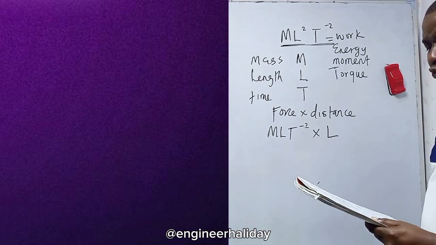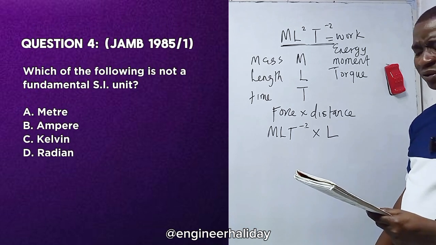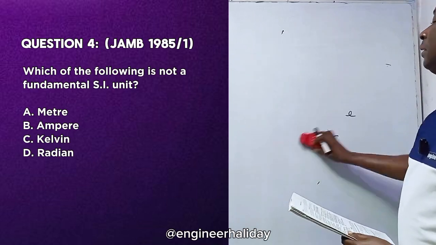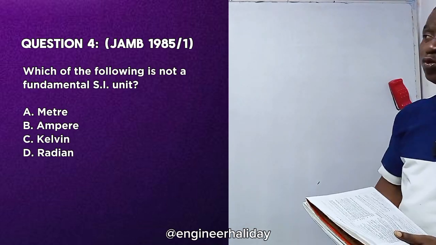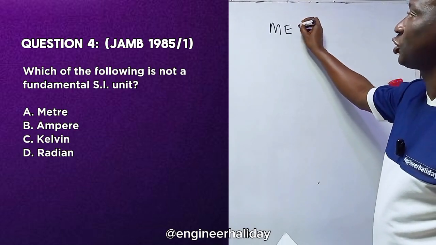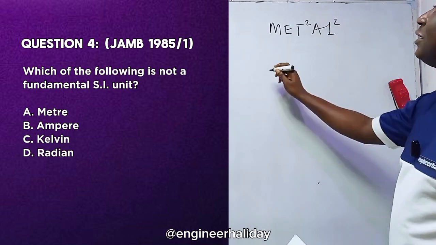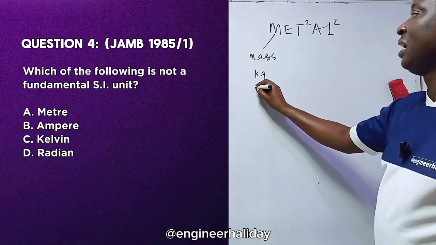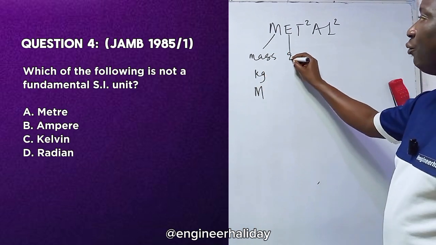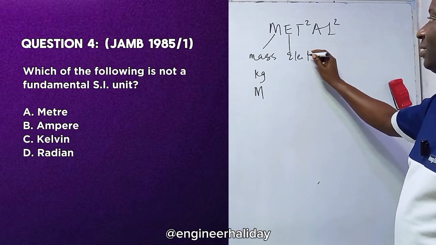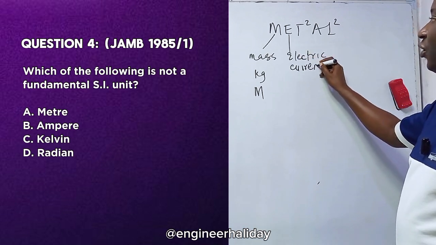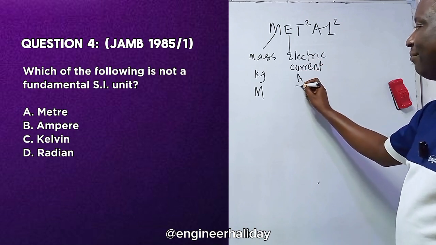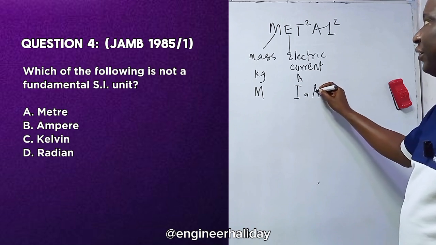That means number 4 now says, which of the following is not a fundamental SI unit? Now, there is a shortcut I need to show you here to get our fundamental SI unit. Don't forget, this is a shortcut to remember your fundamental units. Mass is measured in kg, and has a dimension of M. We have the electric current, which has a unit of ampere and a dimension of either I or A, depending.